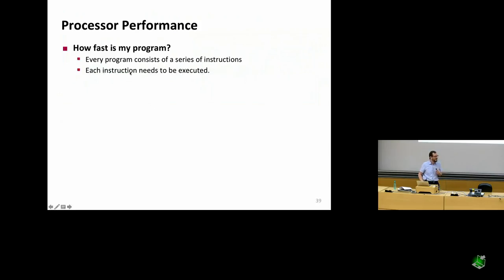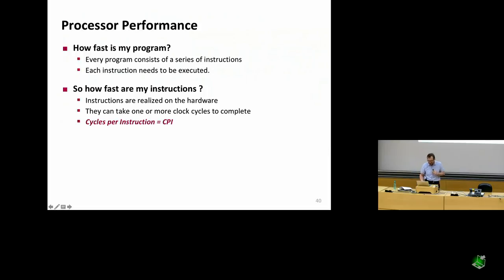These slides actually are going to summarize what I just said in more words. So basically, every program consists of a series of instructions, and each instruction needs to be executed clearly. So if you want to figure out how fast is your program, you need to look at how fast is each instruction, right? Each instruction is clearly realized on the hardware. And we've seen two example single-cycle microarchitectures that realize the hardware. They can take one or more clock cycles to complete, even though so far we've seen only microarchitectures that can execute an instruction in a single clock cycle. So that's what cycles per instruction means. How many cycles does it take to execute an instruction? You've seen examples of only one. Cycles per instruction in a single cycle microarchitecture is set to 1. You don't change it. That's by definition.